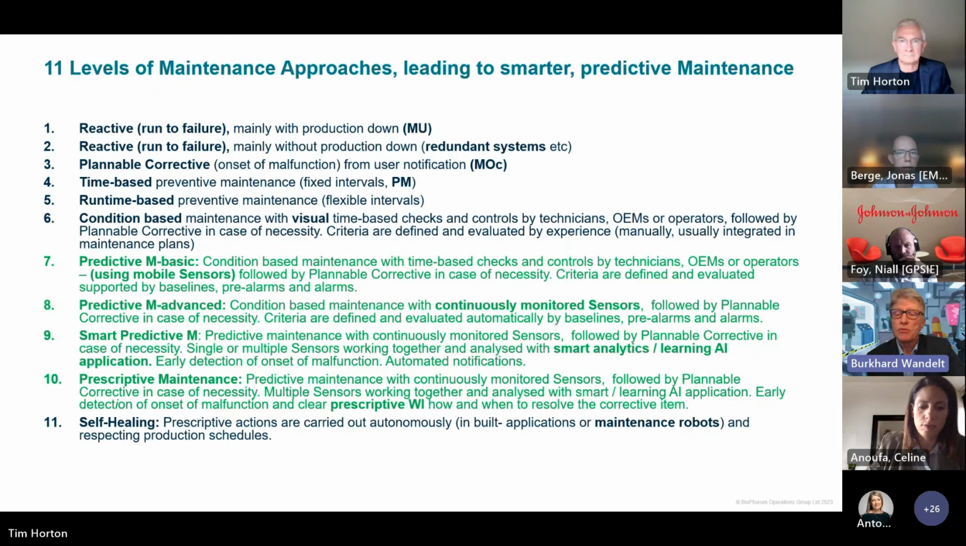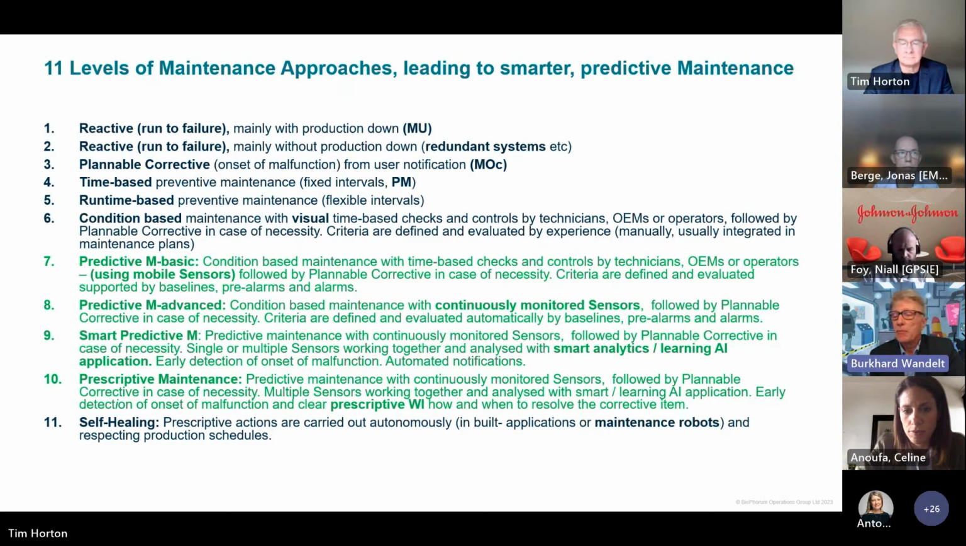Now, when we replace that human judgment by a sensor, we are stepping into the sensor-based world. That is a prerequisite to become intelligent. This is number 7 here, and we call it predictive maintenance basic. Usually, you have a technician walking around with a handheld device, checking the health of your equipment. Once you have that sensor hardwired, you have continuous supervision, and you can set alarms and thresholds. That is already more advanced.